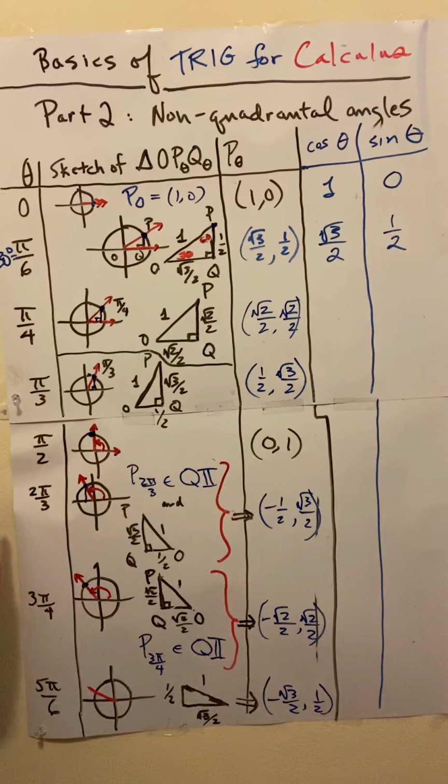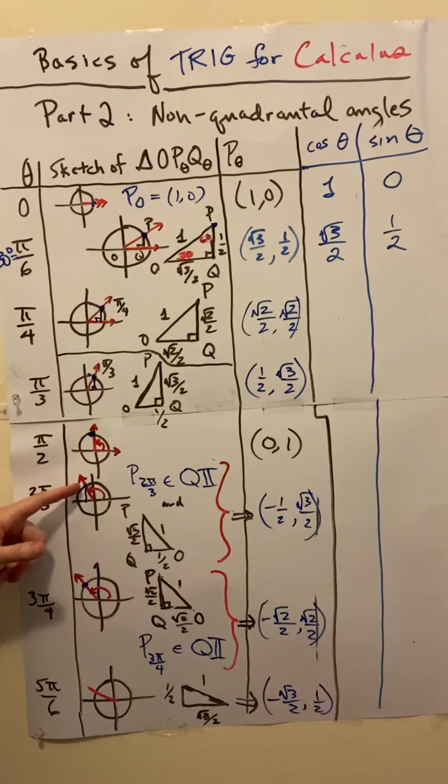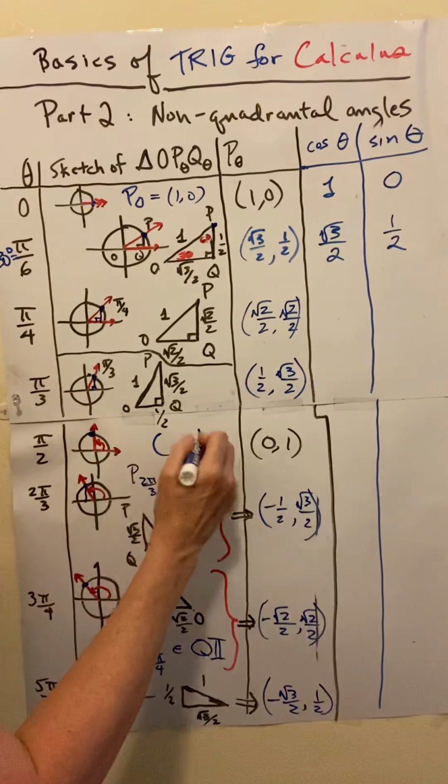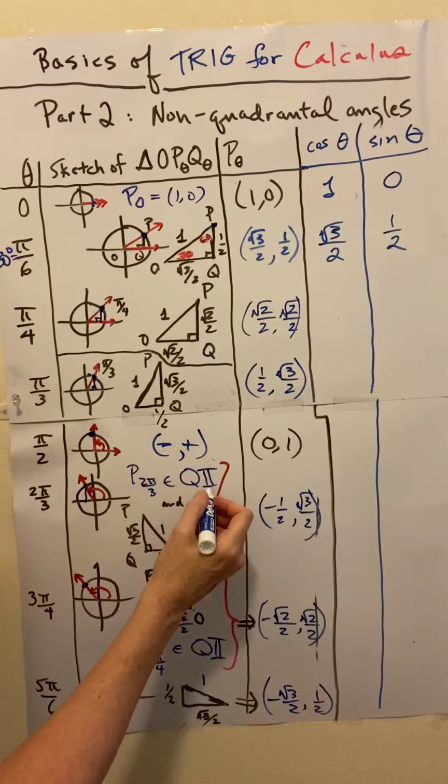Keep that in mind. What's the first special angle past pi over 2? 2 pi over 3. Okay, so we draw 2 pi over 3. Again, I'm assuming you know these angles in radians, you know which quadrants they're landing in. We're just reviewing the trigonometry. So 2 pi over 3 gives us the fact that P sub 2 pi over 3, this point here, is in quadrant 2. In quadrant 2, don't forget, every point has a negative x coordinate and a positive y coordinate.